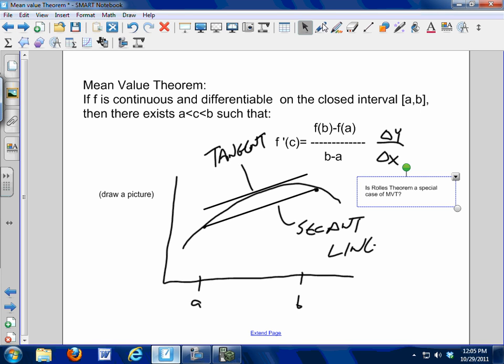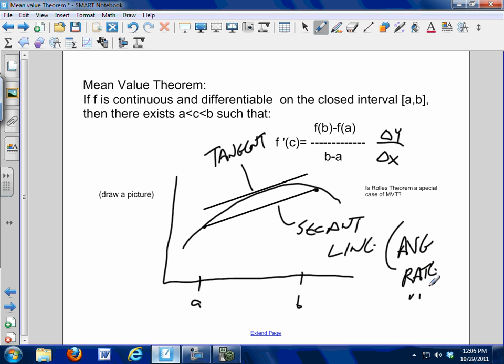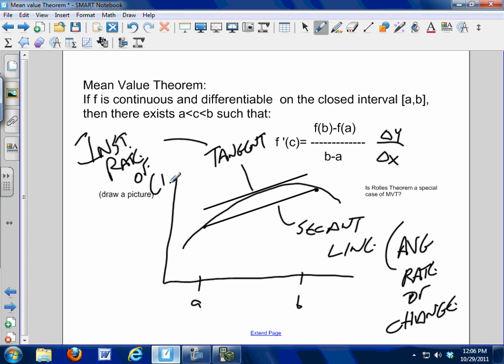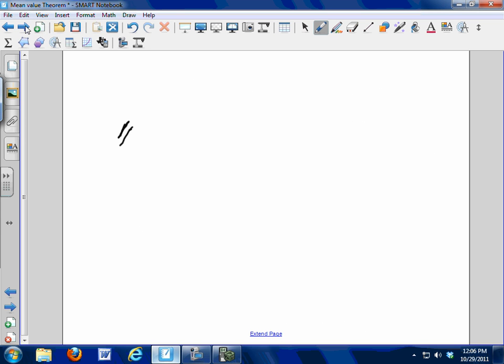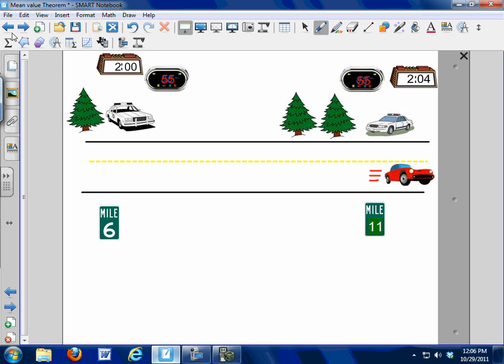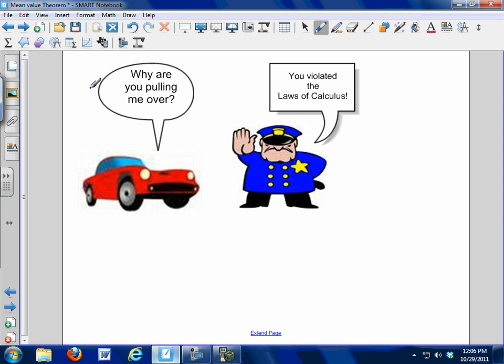The secant line is my average rate of change, which is what we always learned about before. And the tangent line, that's my instantaneous rate of change. Instantaneous rate of change. So at some point, back to our friend in the red car, he had to be going 75 miles an hour because the mean value theorem says at some point your average rate of change and your instantaneous rate of change have to be the same.